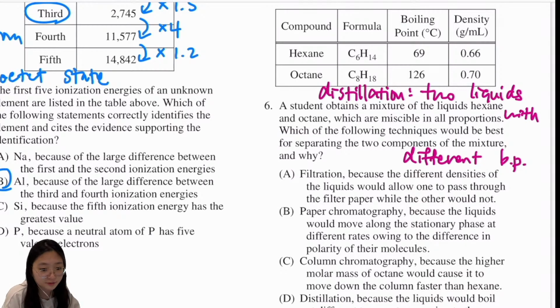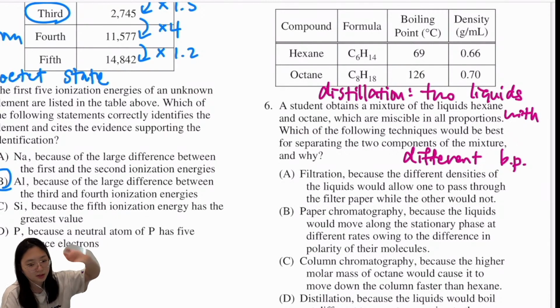When you use chromatography, you don't even need to know the boiling points of the different substances. It's again for liquids, and it depends on their molar mass and their polarity, so polar versus non-polar. If it's polar, then it really depends on the solvent. If the solvent is polar, then the polar substance will travel fast along the paper, and if it has a different polarity, then it travels slowly.